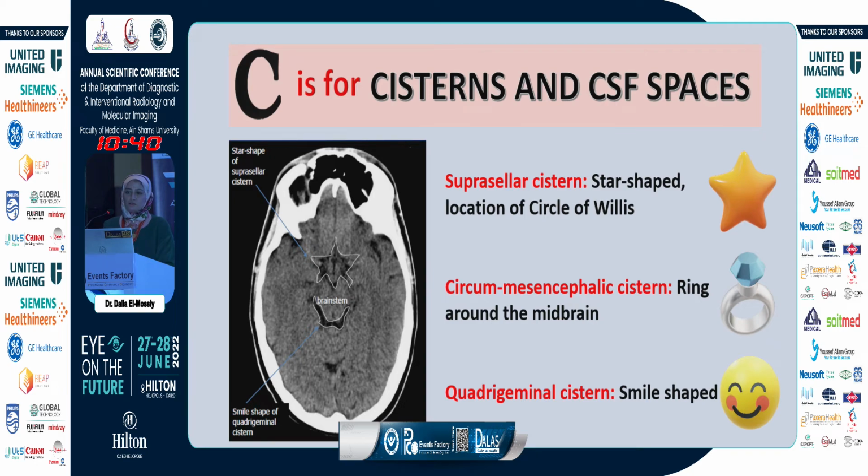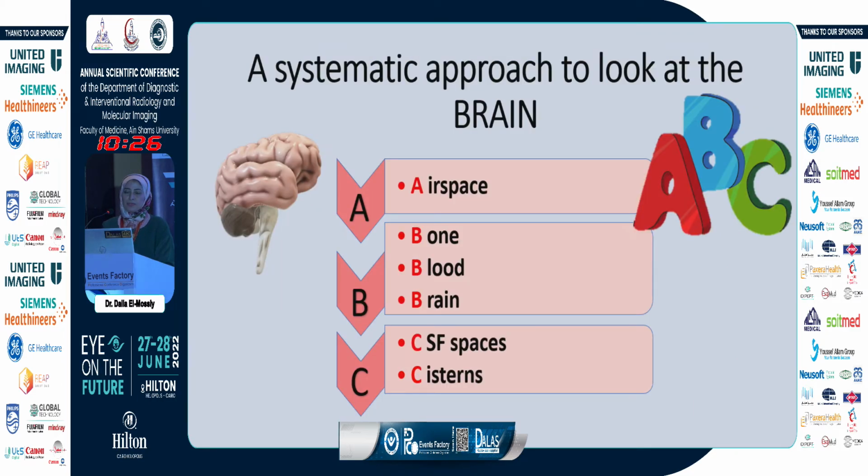At last, C is for cisterns and CSF spaces. You should look at the suprasellar cistern, which appears star-shaped in the location of the circle of Willis, the circummesencephalic cistern, which is a ring around the midbrain, and the quadrigeminal cistern, which gives a smile-shaped appearance.